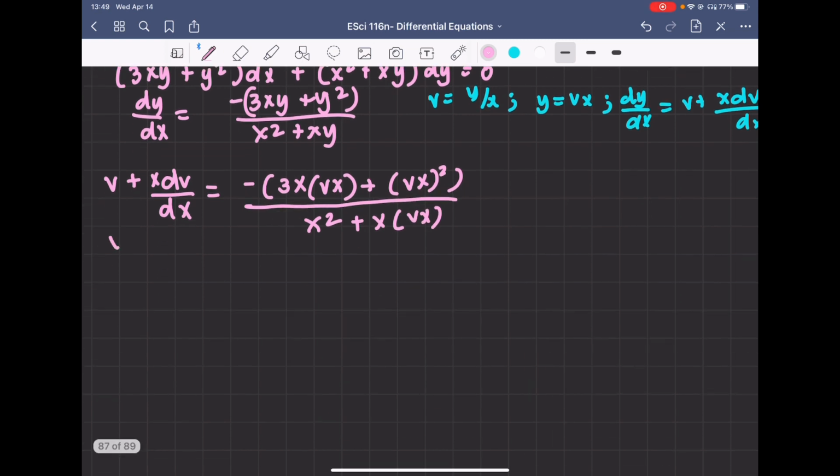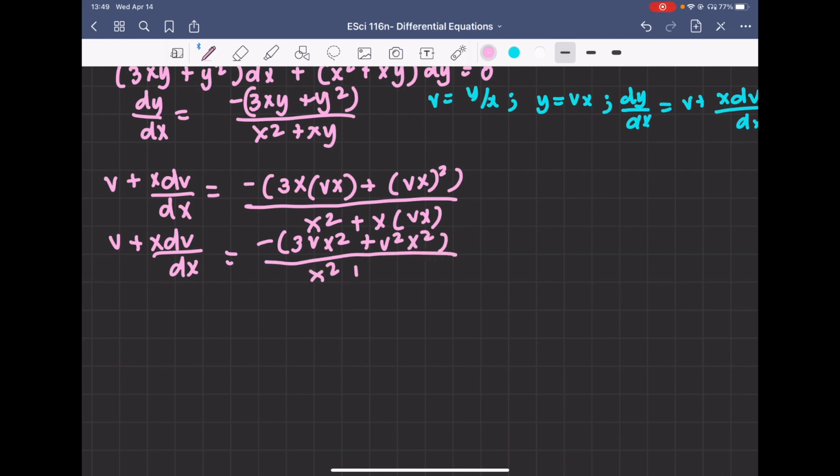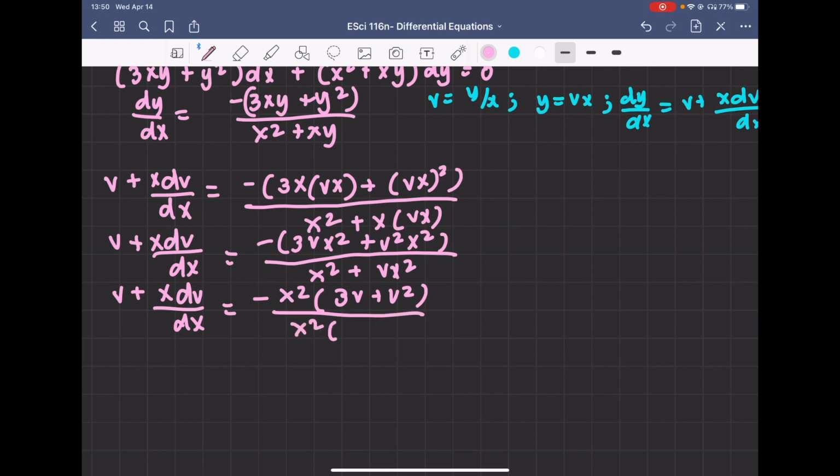You can simplify that. That's equals to negative 3vx squared plus v squared x squared all over x squared plus vx squared. Now we can factor out our x squared to simplify the equation. It's equals to negative x squared times the value of 3v plus v squared all over x squared times 1 plus v. Cancel out our x squared.